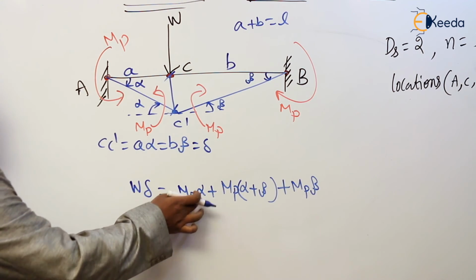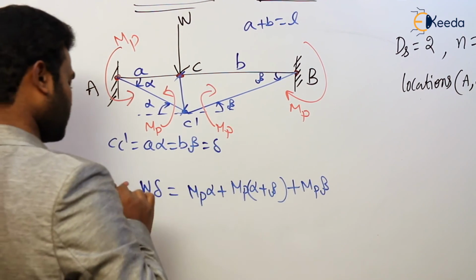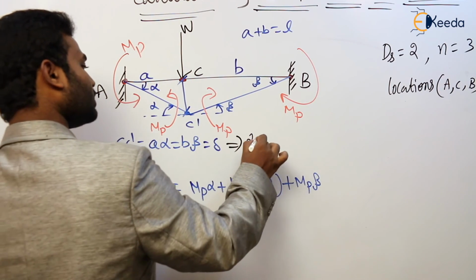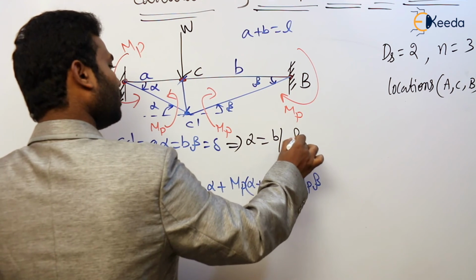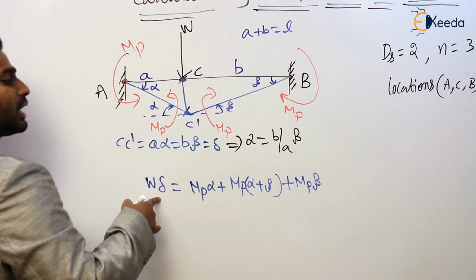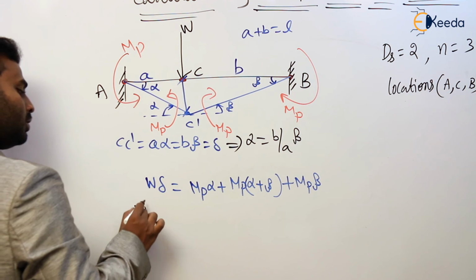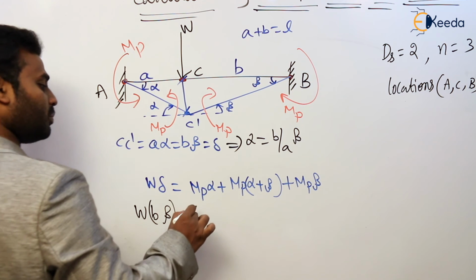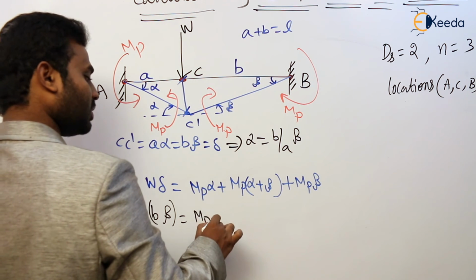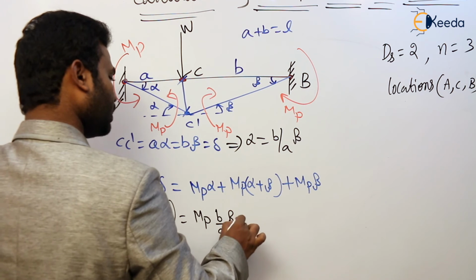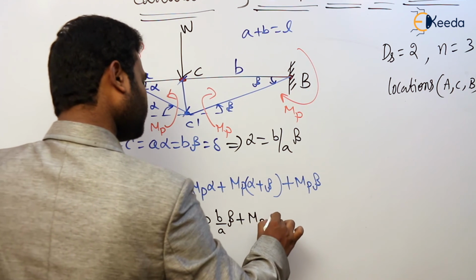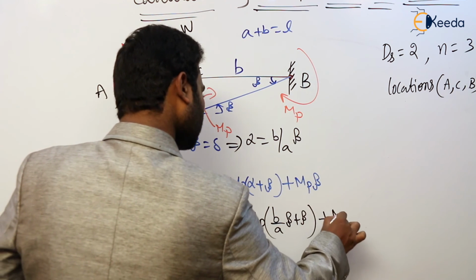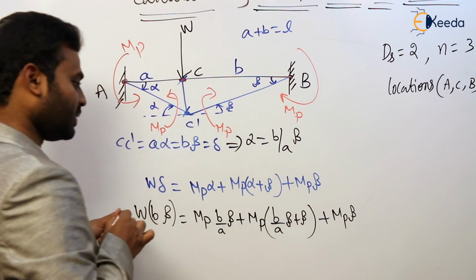So now convert alpha in terms of beta, or beta in terms of alpha, from this relation. So how to convert it? Convert alpha in terms of beta. So alpha is equal to b by a beta. Agree? So now write delta in terms of beta. So W b beta is equal to MP, alpha is nothing but b by a beta, plus MP b by a beta plus MP beta. So now can we cancel beta in all these terms?